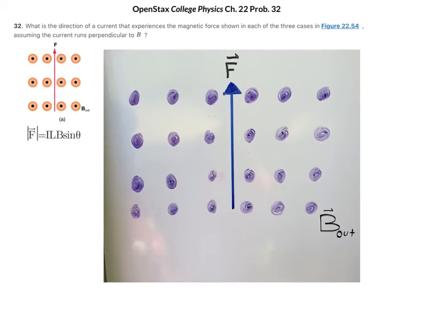So we have a force that is going straight up and a magnetic field that comes out of the page. And we know that the magnitude of the magnetic force is the current times the length of the current times the magnetic field times sine of the angle between the magnetic field and the direction of the current, or the direction of the displacement of the charges. So we have to use the right hand rule, where we first place our hand in the direction of the current, then we bend our fingers in the direction of the magnetic field, and our thumb will be the force.